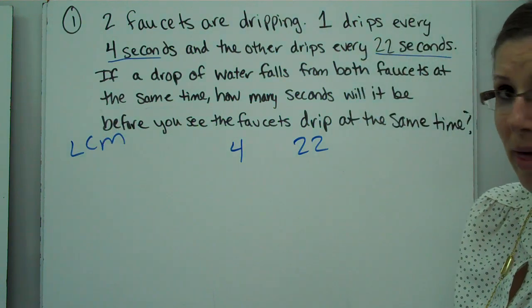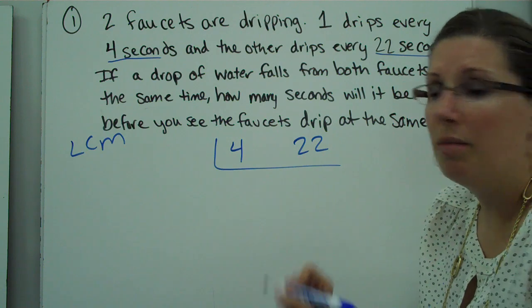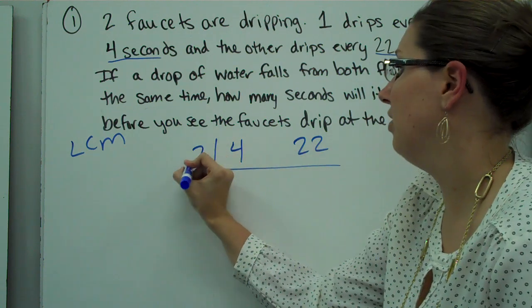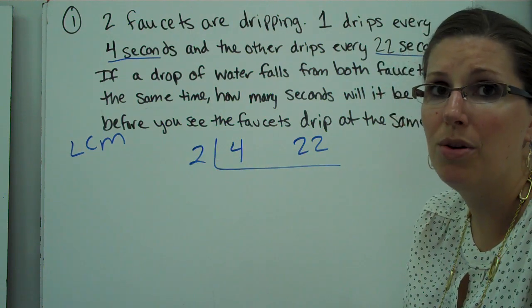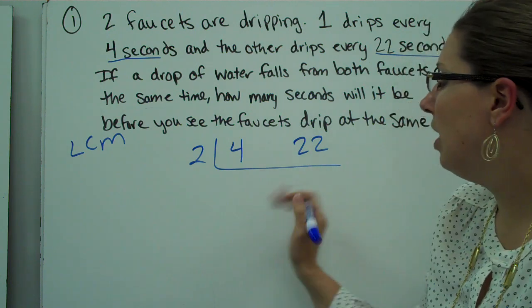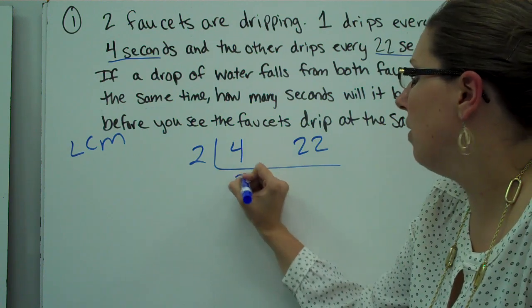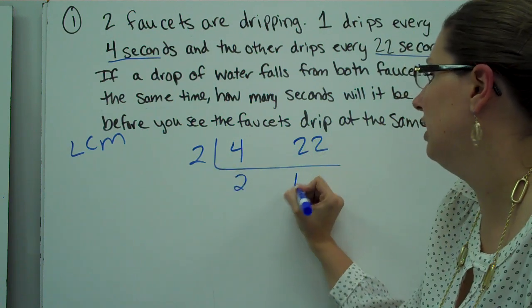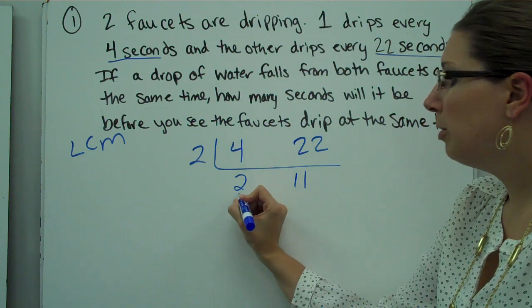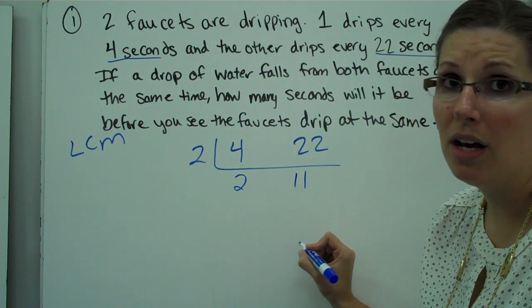I like to use the ladder method. With the ladder method, I pull out a factor they have in common. In this case, I'm going to do a prime number, such as 2. They're both even numbers, so they have 2 in common, and then I just divide. 2 goes into 4 twice, 2 goes into 22 11 times. The numbers 2 and 11 do not have any factors in common, so I'm done.